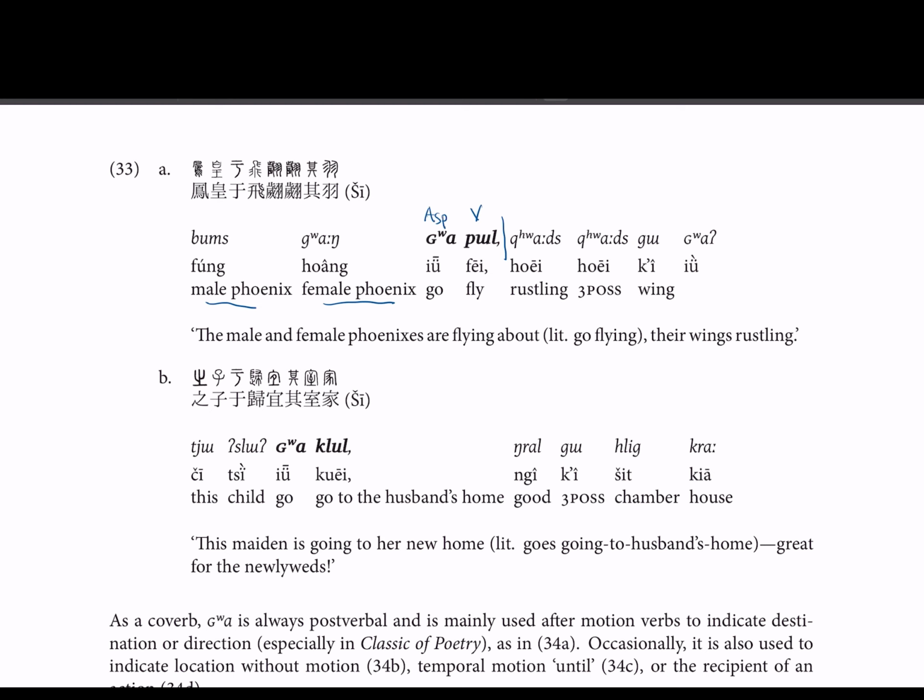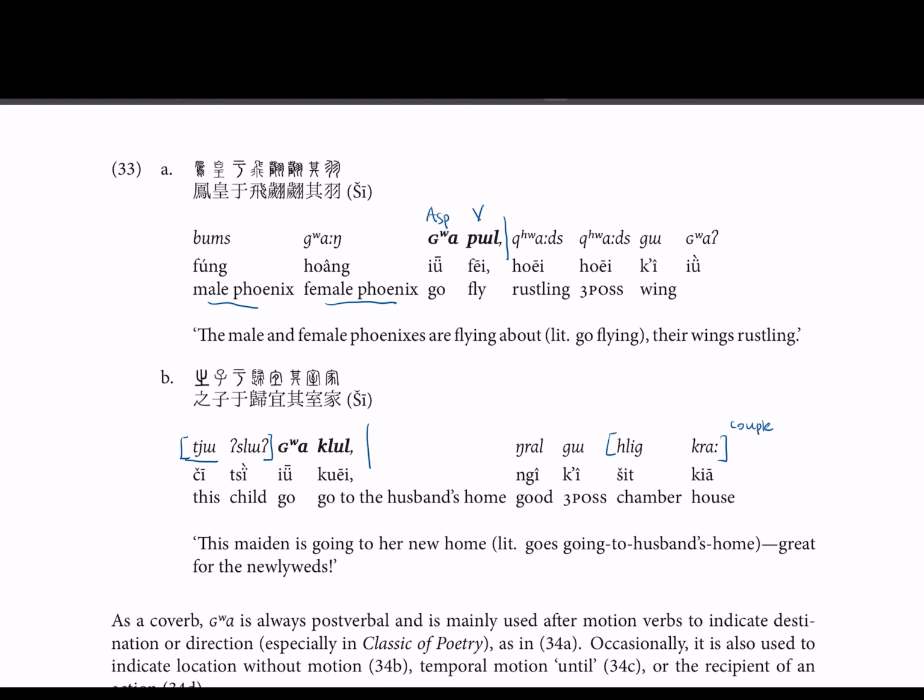Their wings are rustling. Okay? So when the phoenixes are flying about, their wings are rustling. Next, let's look at the sentence in 33b. Tu slu gua klu. Here, tu is not a third-person pronoun, but a demonstrative meaning this. This child go into her husband's home, which is an indirect way of saying this girl is getting married.